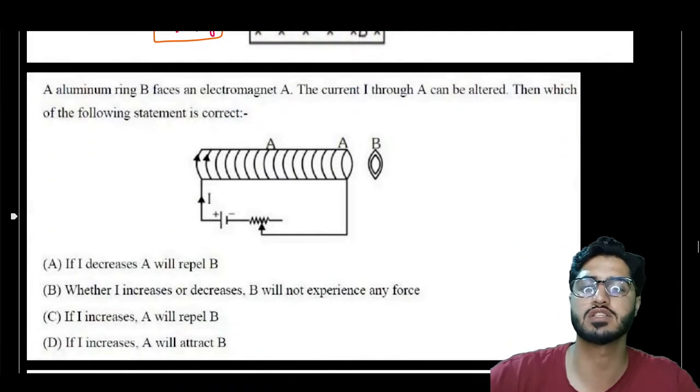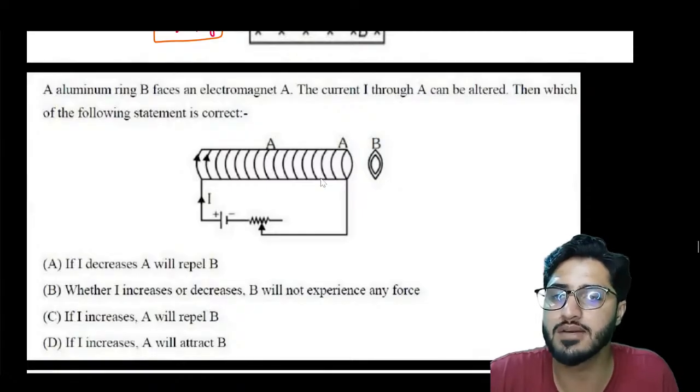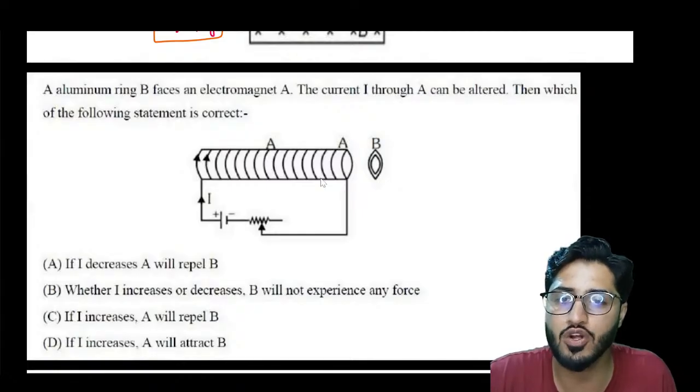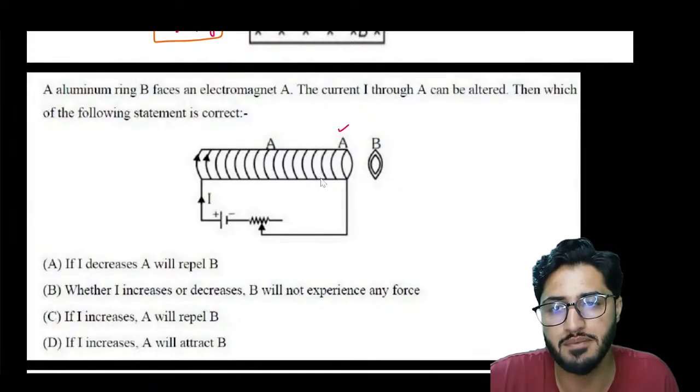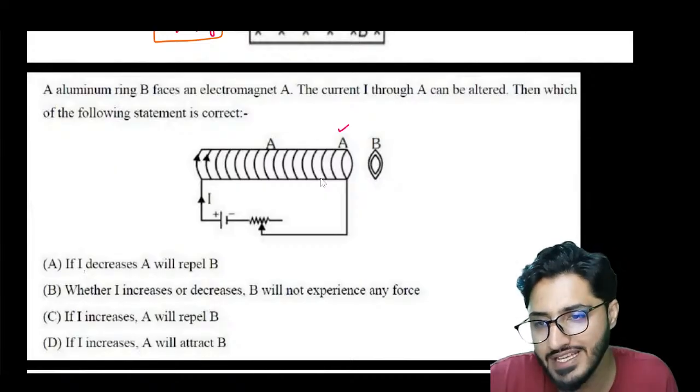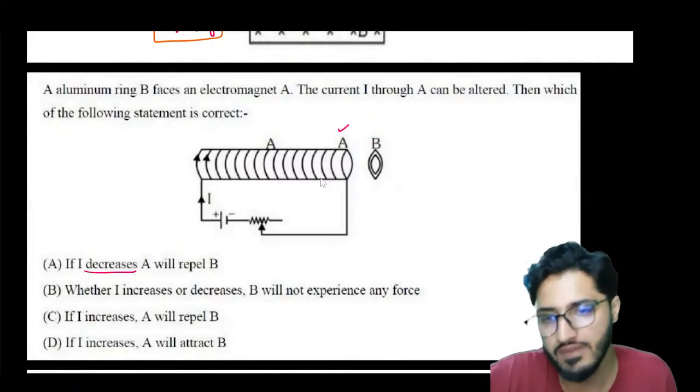Now, next question. An aluminum ring B faces an electromagnet A. The current I through A can be altered. Then which of the following statements is correct? If I increases, A will repel B.